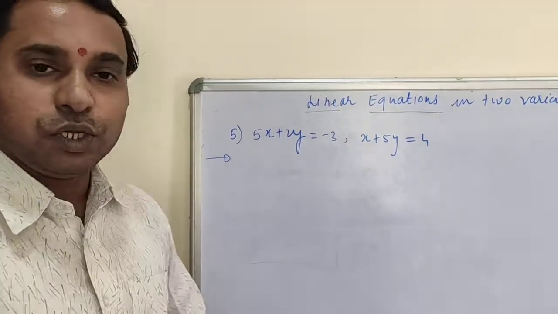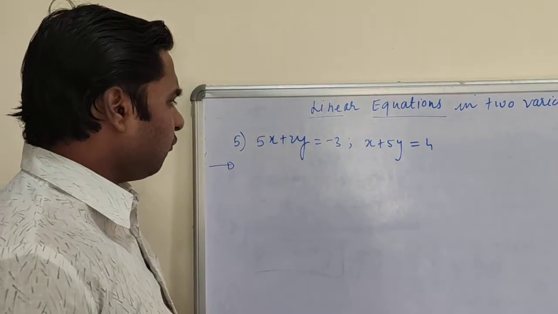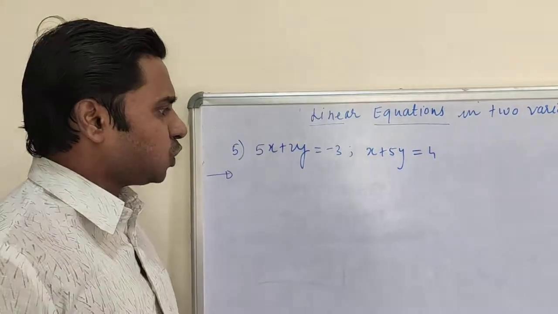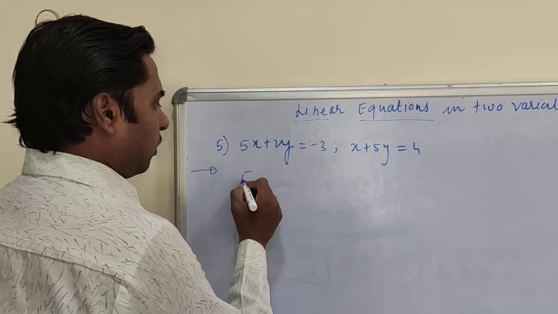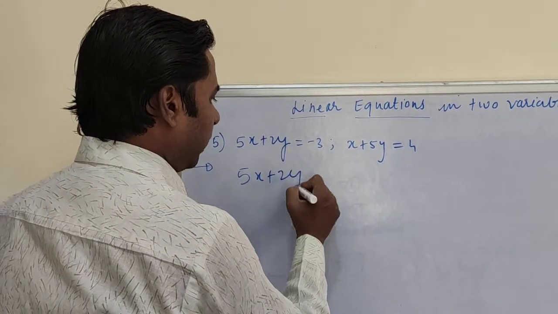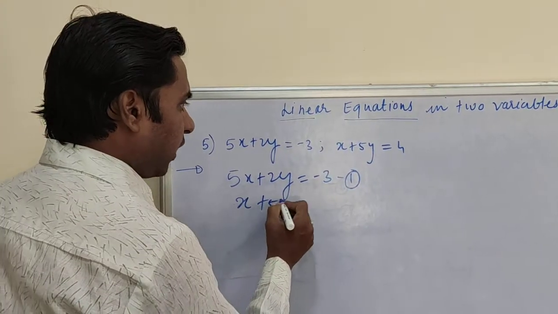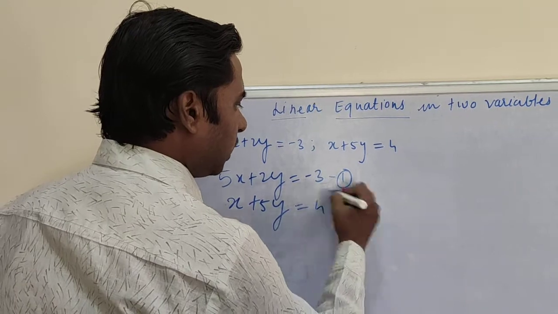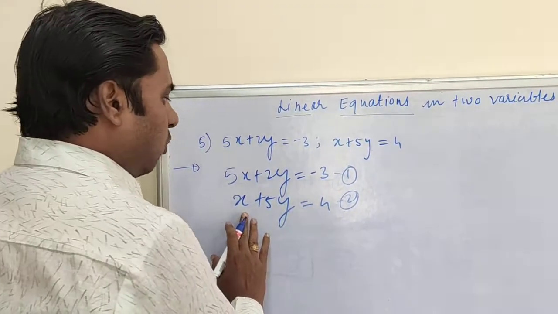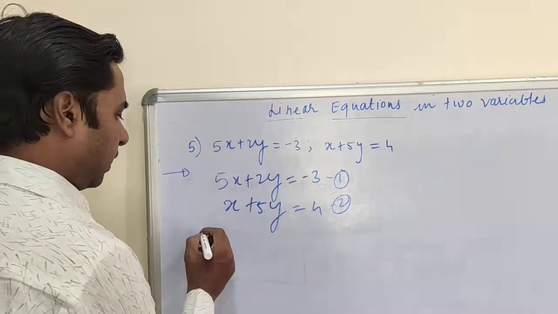Okay, so these are the two equations. First equation is 5x plus 2y is equals to minus 3. This is our equation 1, and x plus 5y is equals to 4. This is our equation 2. Now we are going to solve this by substitution method.